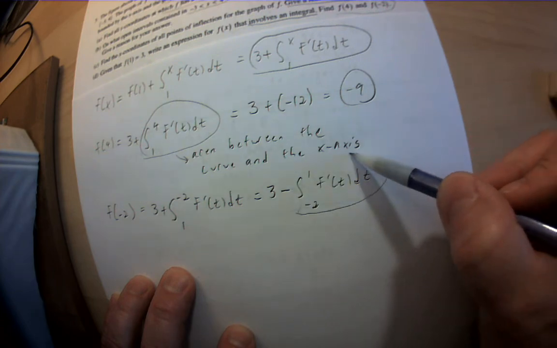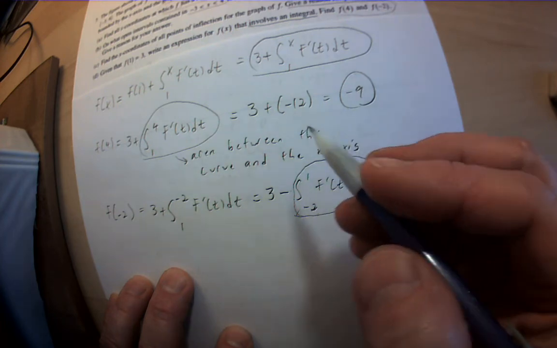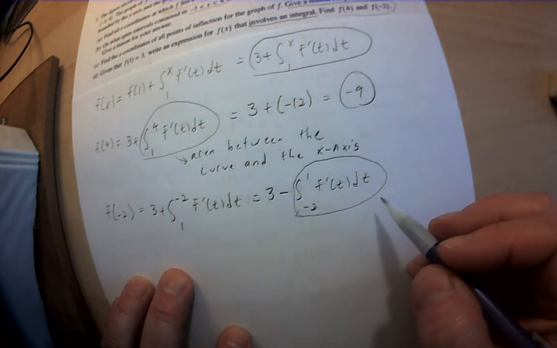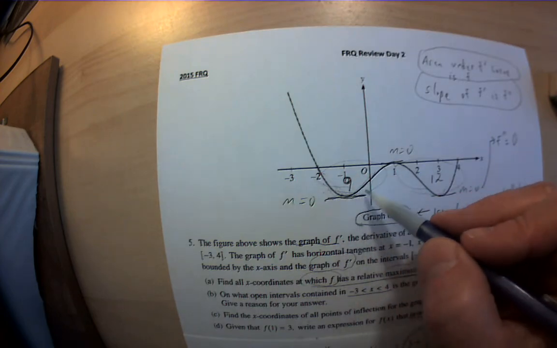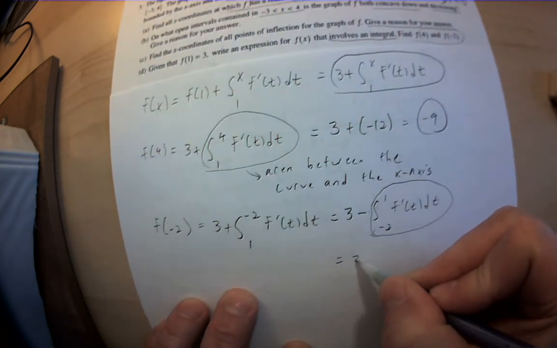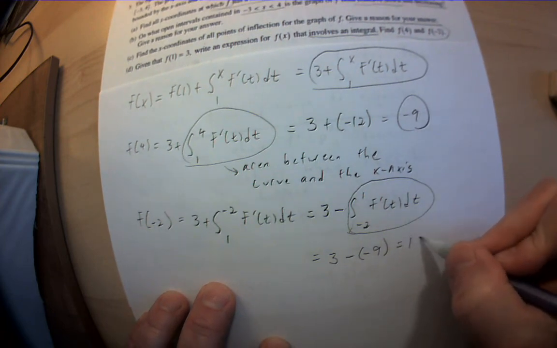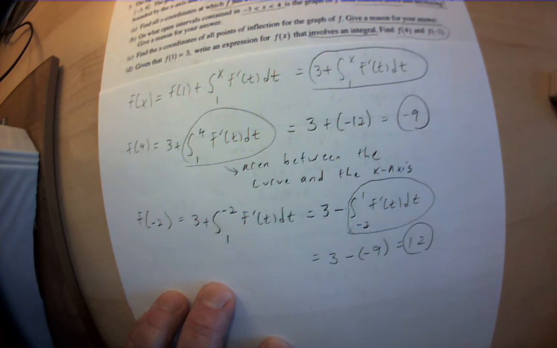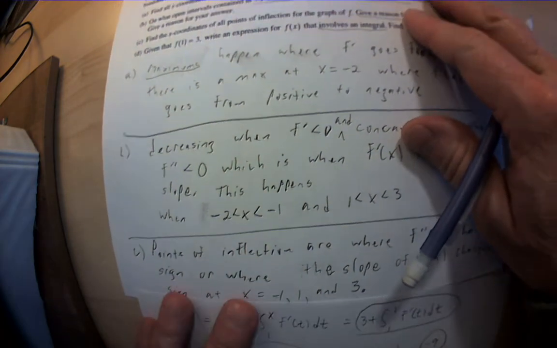So guys, this is the area under the curve from negative 2 to 1. Negative 2 to 1, it's this area. And again, it's below the axis, so it's negative. So it's just going to be 3 minus a negative 9. That's going to be 12. That's the second point. Third point. So guys, that's the 9 points for this problem, okay?